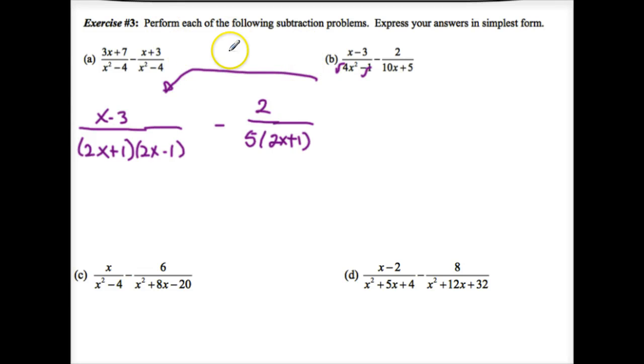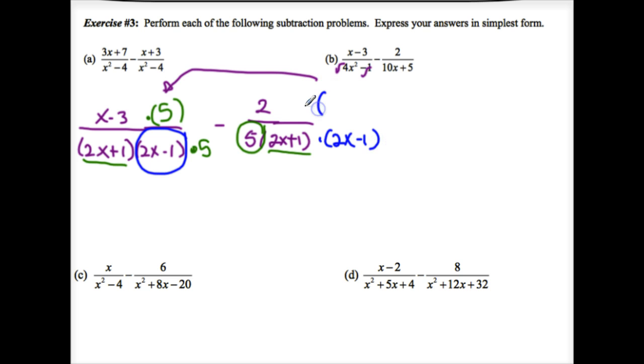So just like what we did in addition, they both have a 2x plus 1. What's left over on this side? It's a 5. So we're going to take this 5 and multiply it on everything on this side. Then what's left over on this side? We have a 2x minus 1. So we're going to multiply by 2x minus 1 on the top and on the bottom.